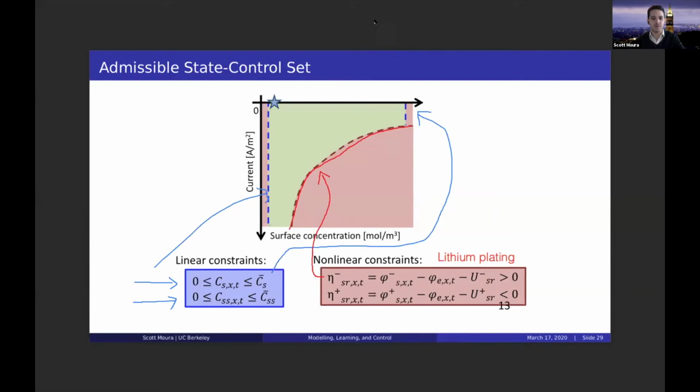Now, what this all means is that the feasible set, that is the region we want to stay within, is this green one, and we don't want to enter this red one. So this is the safety envelope that we're concerned with when it comes to fast charging. So the game is to stay within that safety envelope and not venture outside.